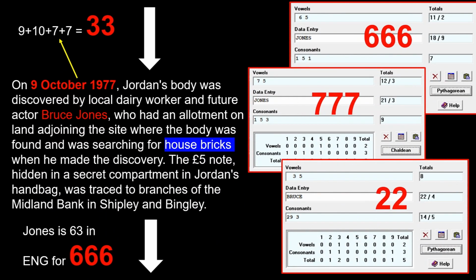Okay, so linked to this Jean Jordan murder, the body was discovered by a guy called Bruce Jones on the 9th of October. 9th of October 77 is 9 plus 10 plus 7 plus 7. 9 plus 24 gives us 33 for masonry. Apparently Bruce Jones had an allotment on the land adjoining the site where the body was found, and he was searching for house bricks.